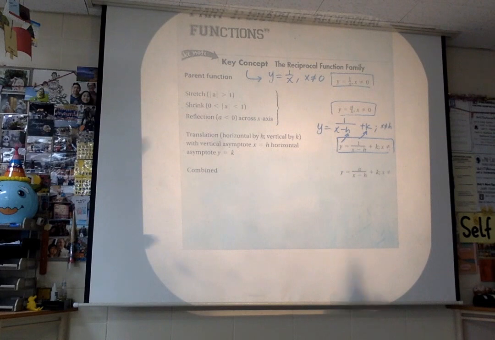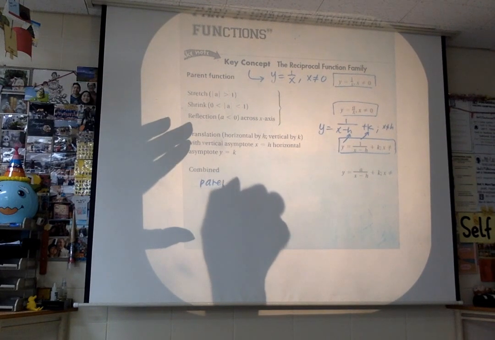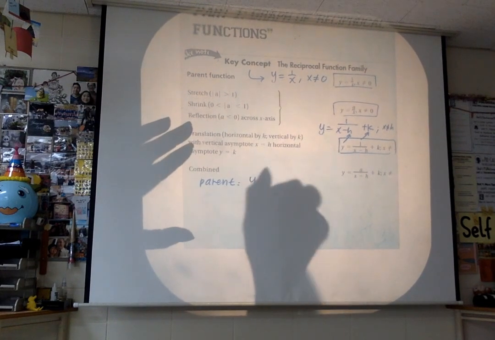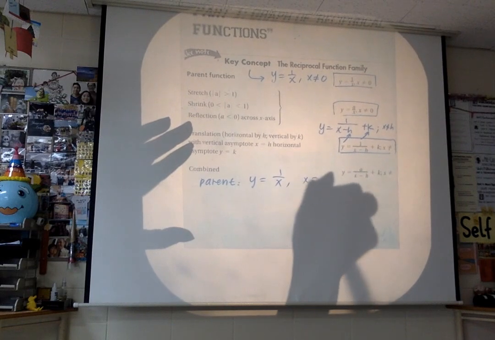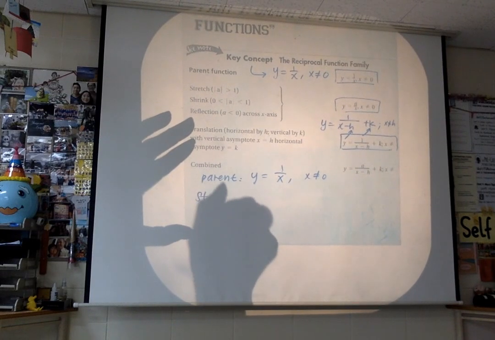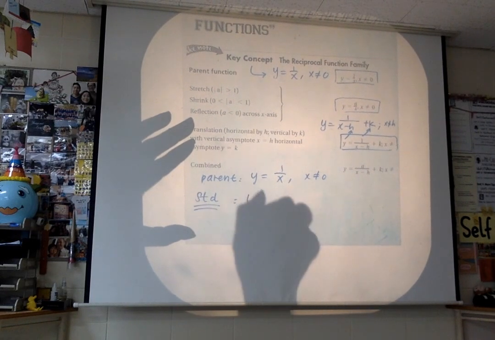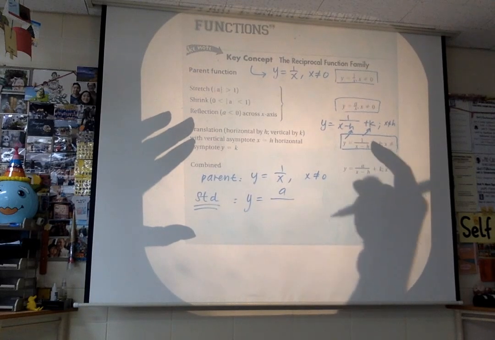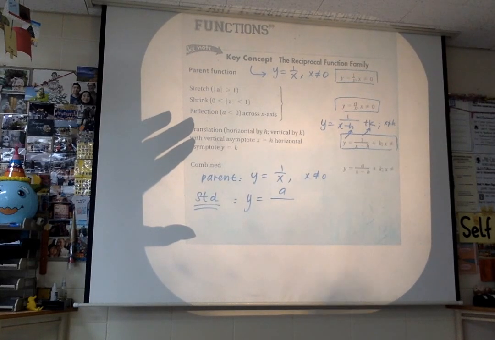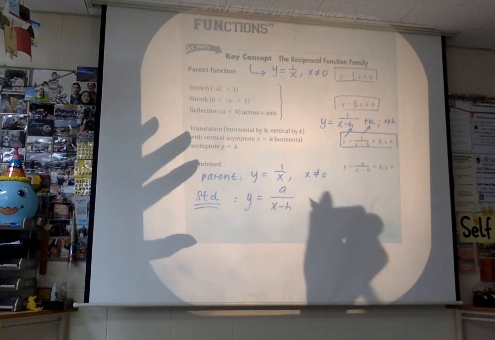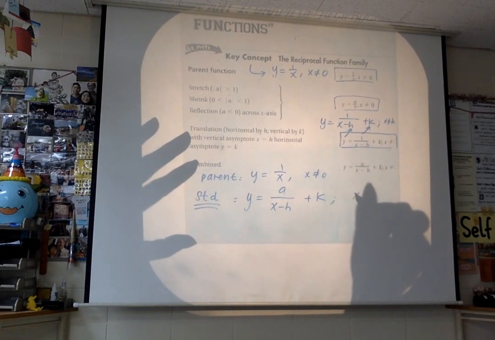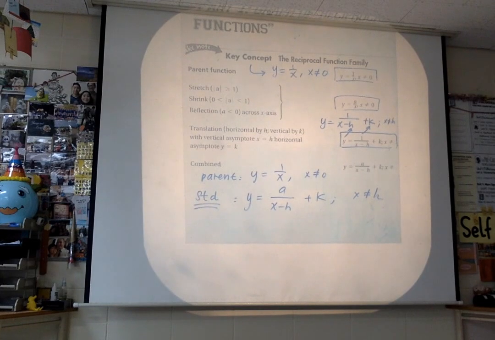So you have your standard form. Your parent is what? Let's recap everything. y equals 1 over x, where x can't equal 0. But your standard form is going to be y equals a, because you're going to have to apply your a, which is a stretch or a shrink, times 1 over x minus h, plus k, where x cannot equal your h.